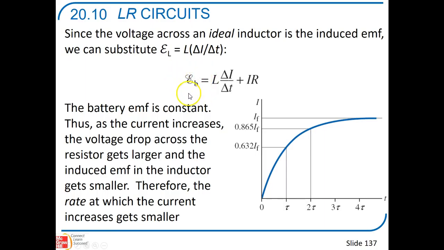So here EB is equal to the inductance times the change in current over the change in time plus the current times the resistance. So the battery EMF is constant, it doesn't change. So as the current increases, the voltage drop across the resistor gets bigger and the induced EMF in the inductor gets smaller. So this would be for the resistor, this is for the inductor. The rate at which the current increases gets smaller. So you'll see it'll happen pretty quick and then it'll kind of tail off.